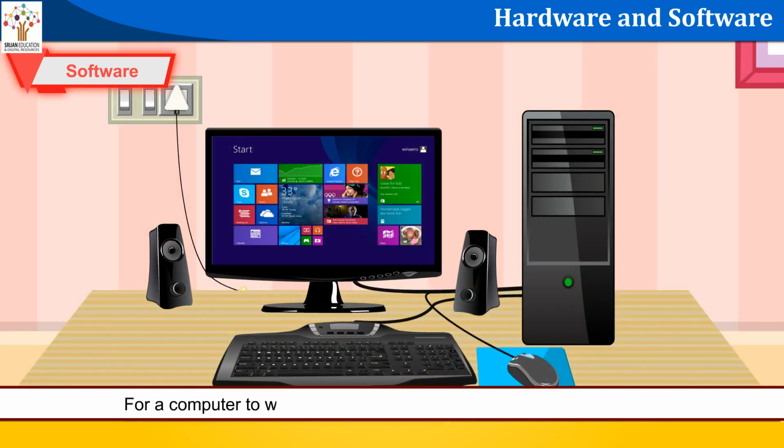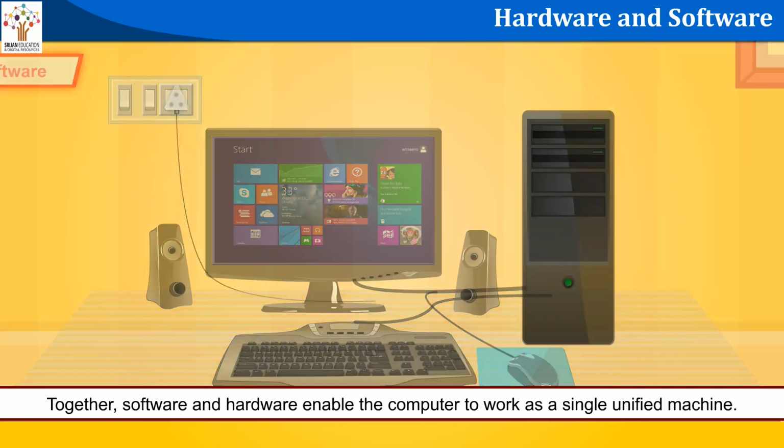For a computer to work properly, it needs both hardware and software. In fact, software is nothing but the instructions that hardware needs to do a job. Together, software and hardware enable the computer to work as a single unified machine.